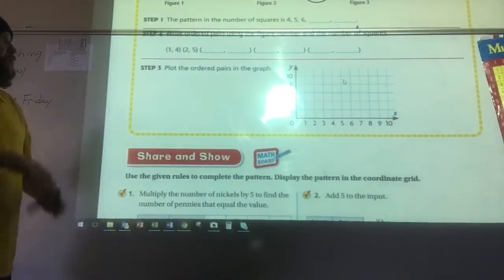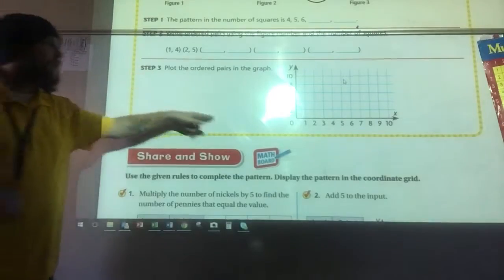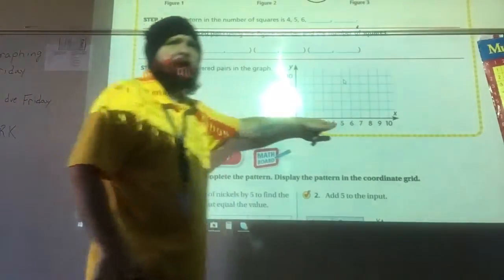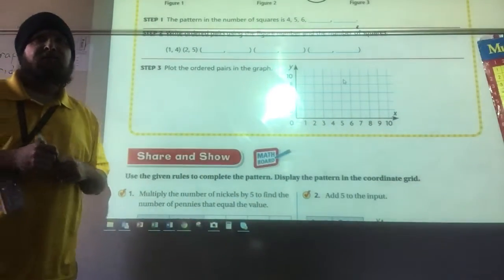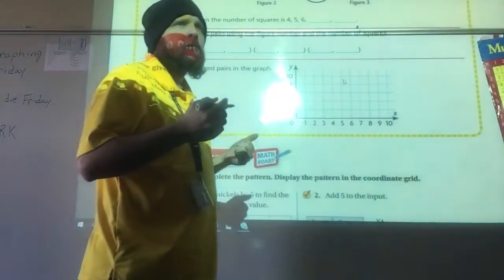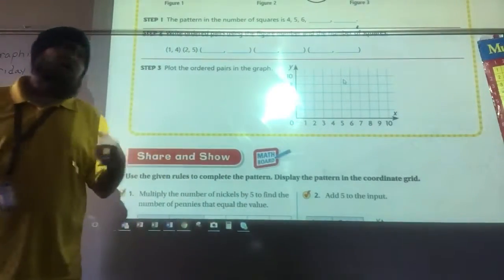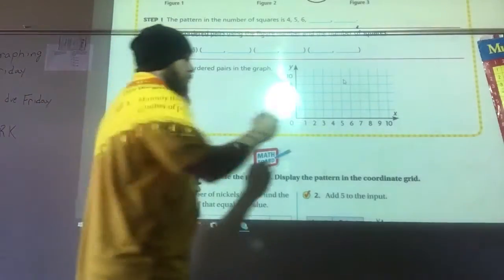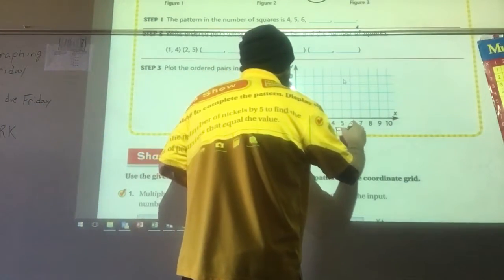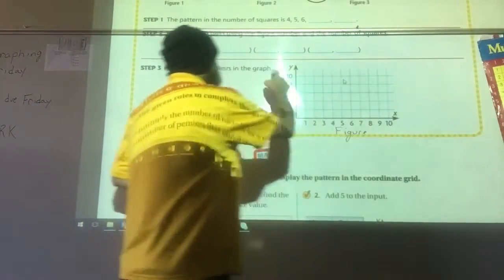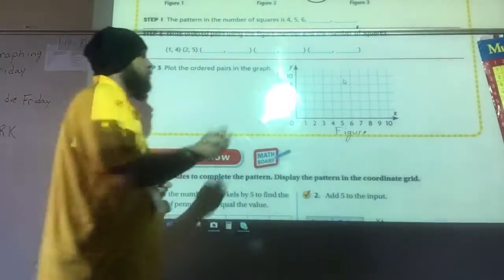Alright, so we're going to plot the ordered pairs on the graph. What is the x-axis going to stand for? What information is the x-axis going to stand for? Is it going to be the figure? Is it going to be the number of squares? The figure. And the y-axis? Number of squares.